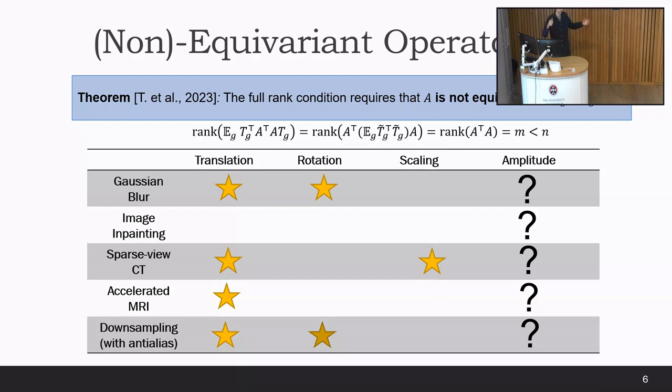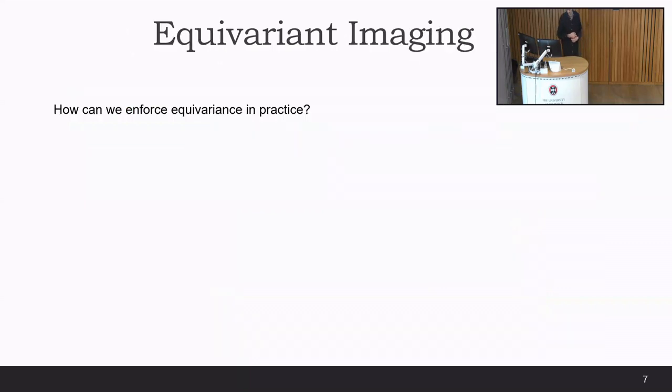For scalings, so zooming in and zooming out, we'll only have approximate equivariance by a CT operator due to the Fourier slice theorem. And amplitude, so changes in amplitude of the signal or the contrast of the image, all of them will be equivariant because they are linear. So all linear operators are equivariant to changes in amplitude. And now we know that this invariance can be useful for having more information about the problem.